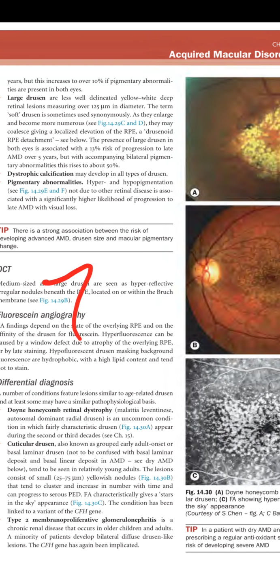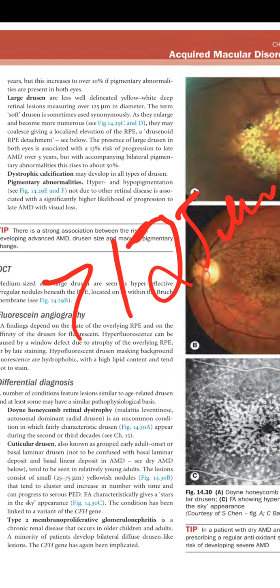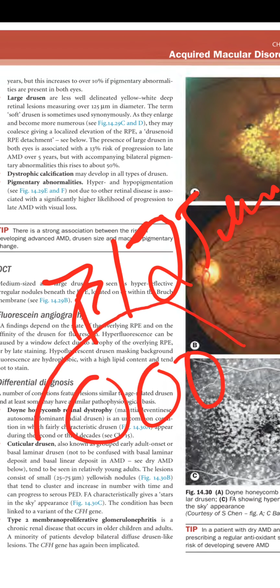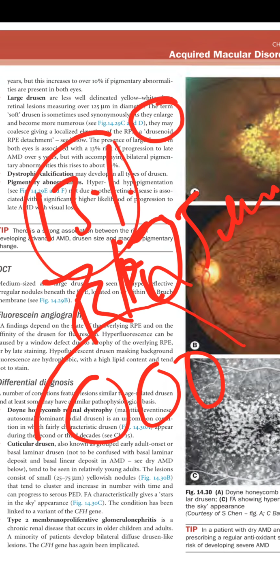So large drusens are also known as soft drusens, which are greater than 125 micrometers in diameter. And if there are so many, they can cause elevation of the RPE, which is known as a drusenoid pigment epithelial detachment. If there is no pigmentary abnormality, the risk of progression to late AMD is 13% over 5 years, whereas if there are pigmentary abnormalities, then the risk increases to 50%.